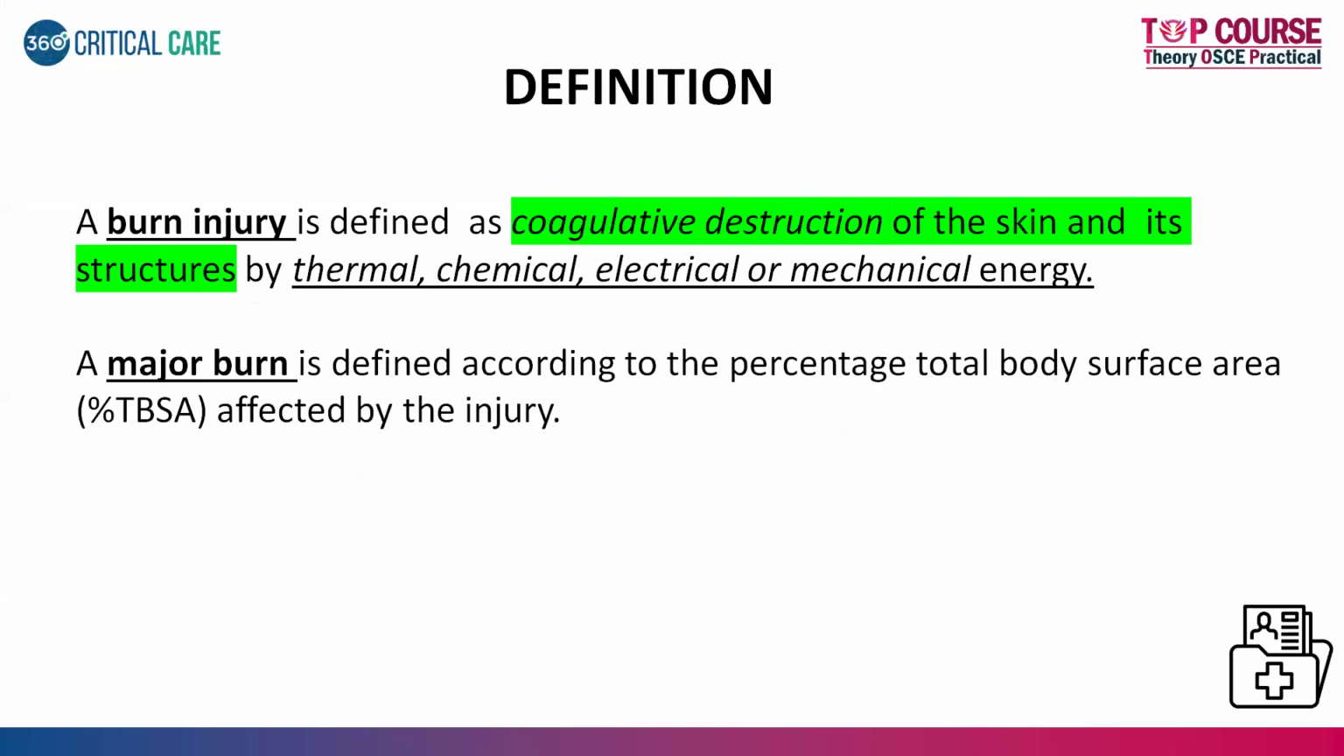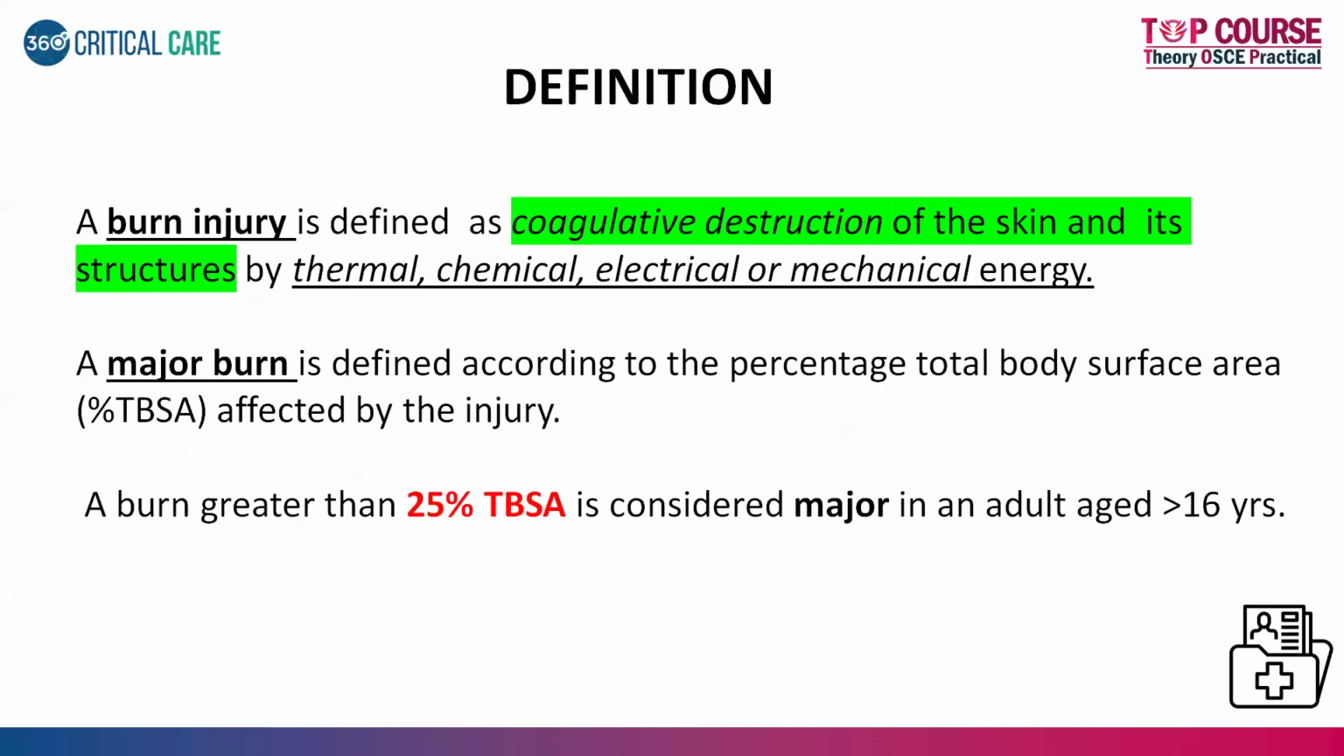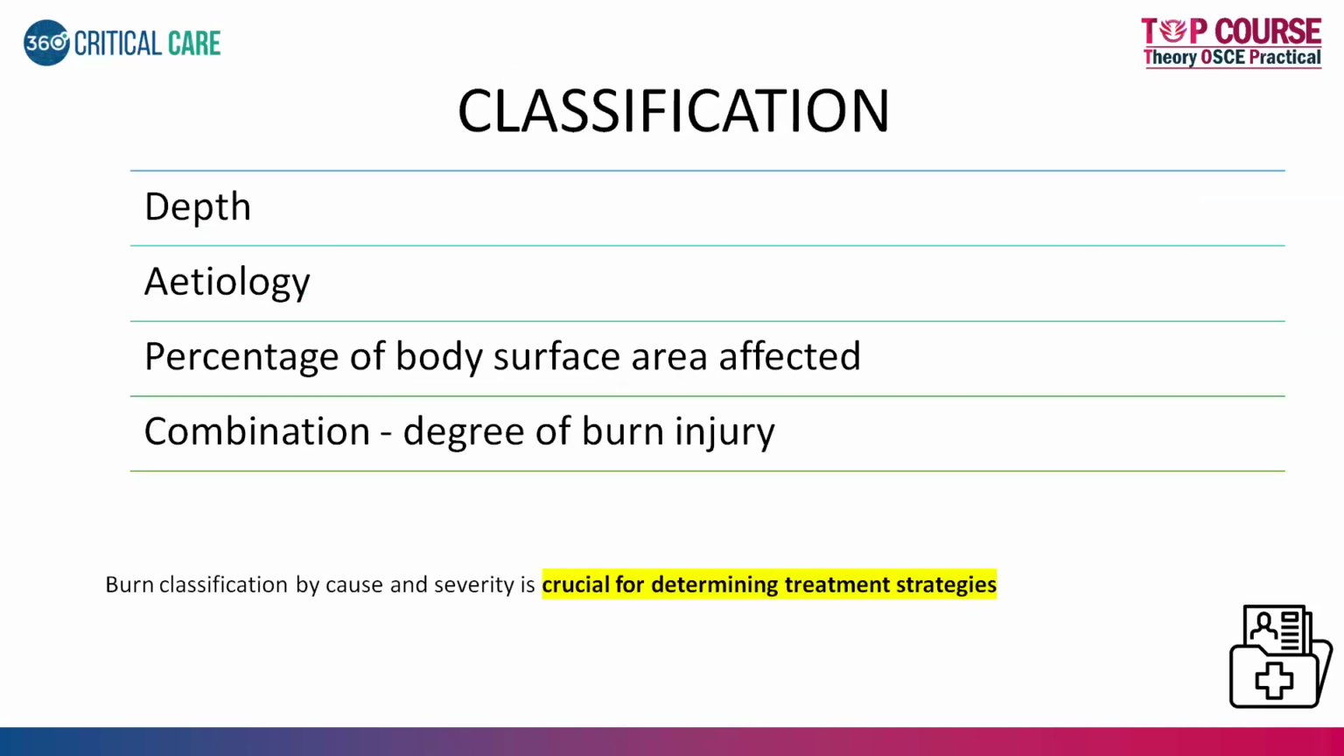Major burn and minor burn. This is how we broadly classify it. It's usually based on the body surface area involved, and more than 25% of the total body surface area involved will be categorized as a major burn in patients aged more than 16 years. Again, there are a lot of other issues, whether it is a partial thickness burn or a full thickness burn. That is what is going to help you understand. I'll discuss it in detail in the next couple of slides.